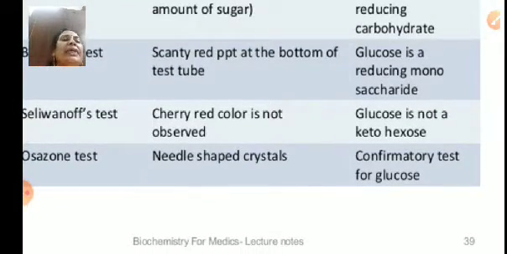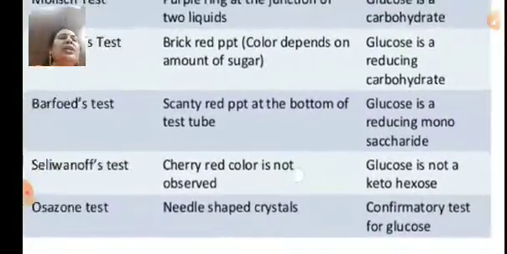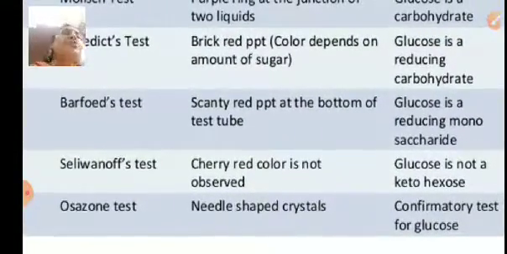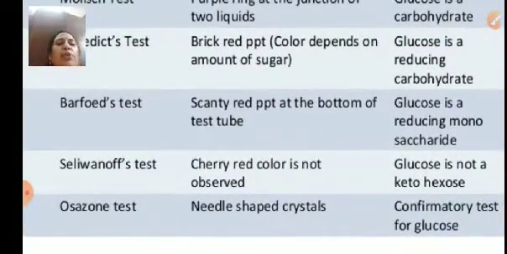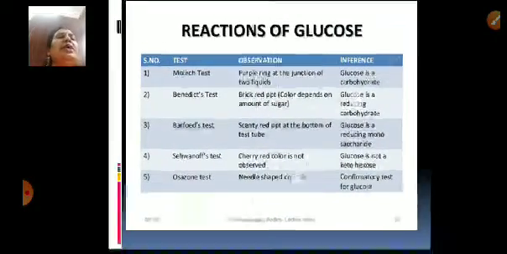Okay, that means it is glucose, because first of all it is an aldehyde sugar, which we confirm after Selivanov's test. And when you perform Barfoed's test, you get a red precipitate. That means it is a monosaccharide sugar. So it is glucose. The presence of glucose is confirmed. And when we perform the osazone test, you get yellow colored needle shaped crystals. So the presence of glucose is confirmed when we get all these reactions.